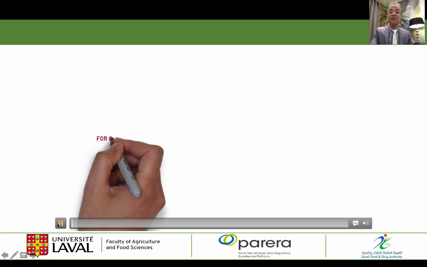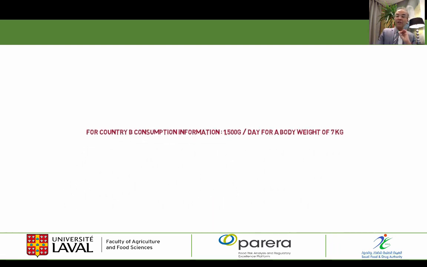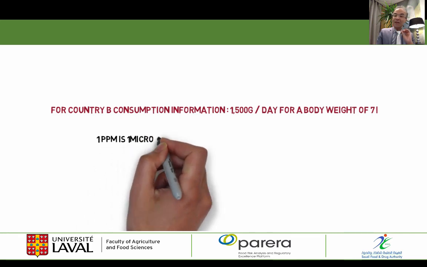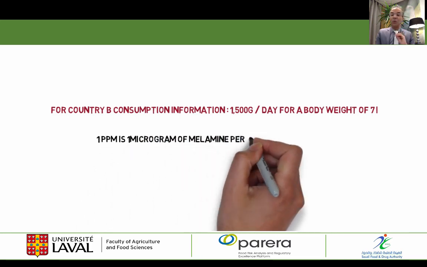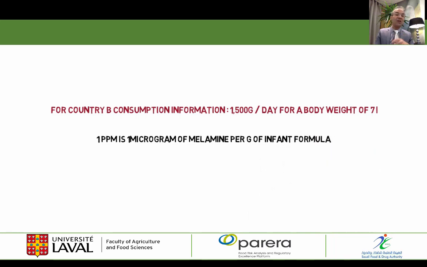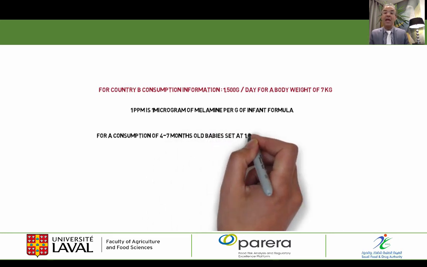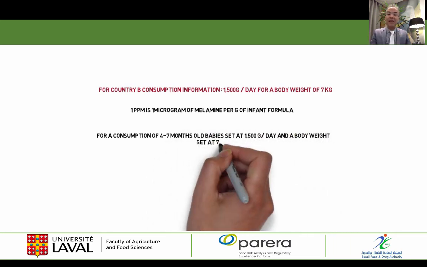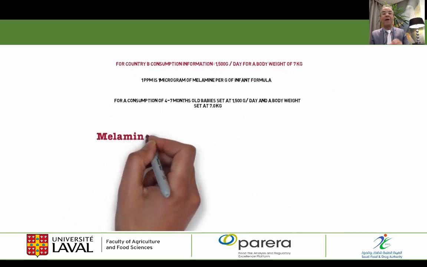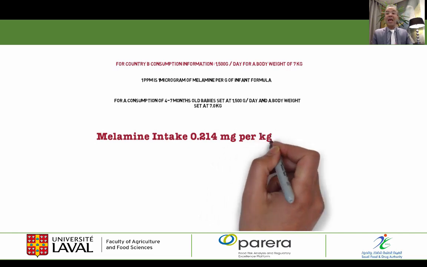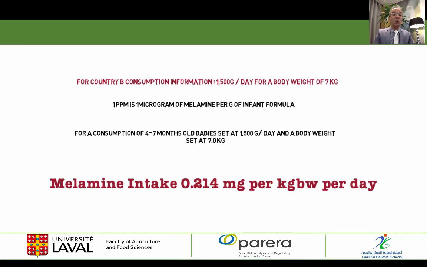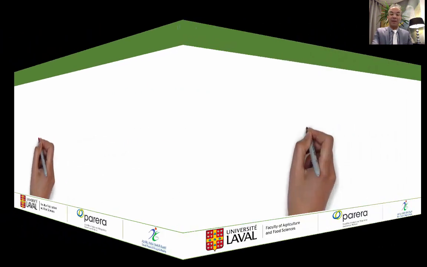Now, let's see what happens for country B. For a country B where the consumption information has a significantly higher amount of infant formula consumed per day, and this is the case of a country where you have 1,500 grams per day consumed and a body weight of 7 kilograms. Now, using the same cutoff level, 1 ppm of 1 microgram of melamine per gram of infant formula. And if we calculate that for the 4 to 7 months old babies and using the body weight of 7 kilograms, we arrive at a melamine intake level of 0.214 milligram per kilogram body weight per day.